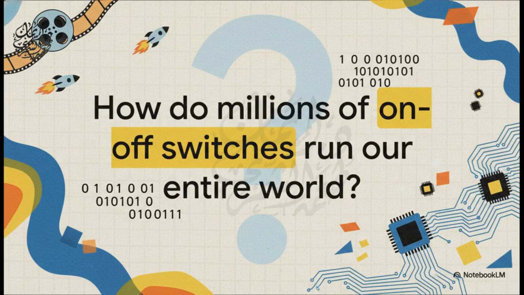So that really is the big question, isn't it? How do you get from a simple on or off, a 1 or a 0, to streaming movies, to calculating rocket trajectories, to literally running our entire world? Well, the answer starts with the two components that sit at the very heart of the machine.